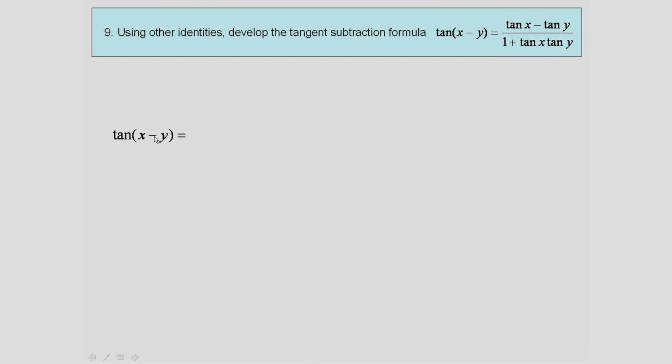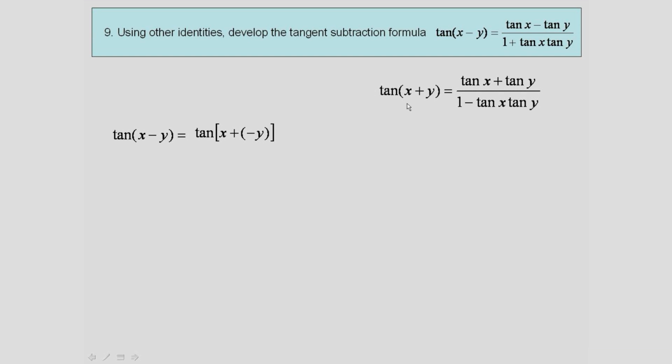Tan x minus y is what we're trying to develop a formula for. So how do we do it? Well, if we're going to use the tan addition formula, the trick is to write x minus y itself as an addition. Okay, we still want it to be x minus y, but we want it to look like an addition. And the way you do that is you write it as x plus negative y. These are the exact same thing, but this one looks like an addition. Why would we want it to look like an addition? Because now we can go use this other identity to help us.